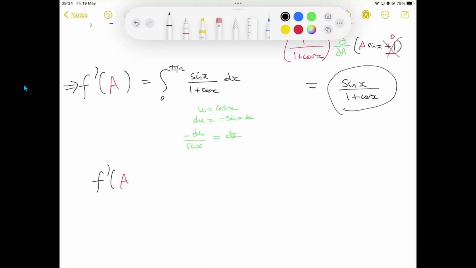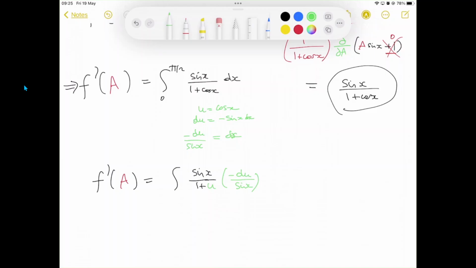So f prime of a can be defined as the integral of sine of x. Instead of dx, we can write, I'll write it in green to make it stand out, negative du over sine of x. And instead of our denominator 1 plus cosine of x, that's just 1 plus u, isn't it? And our limits from 0 to pi over 2, we can write them in terms of u, why not?